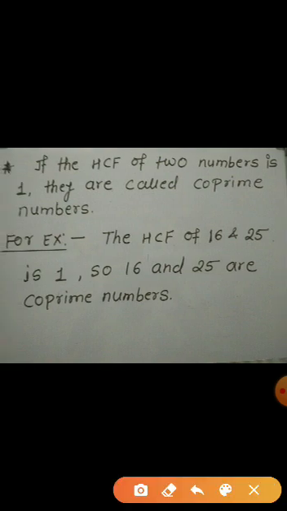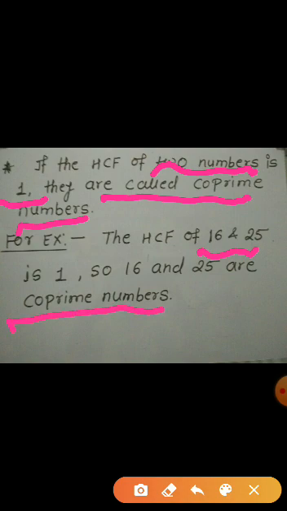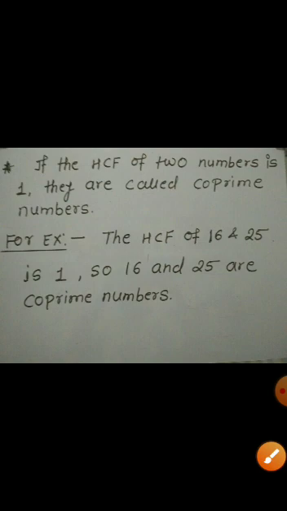Then the next property is, if the HCF of two numbers is 1, then they are called co-prime numbers. For example, take two numbers 16 and 25. If you find all the factors of 16 and 25, you will see that 1 is the only common factor of 16 and 25, which becomes the HCF also. So when the HCF of any two numbers is 1, we call those numbers co-prime numbers. So here 16 and 25 are co-prime numbers.